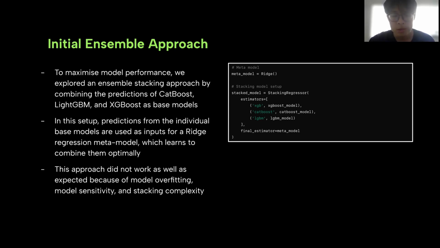Despite its potential, this approach didn't perform as expected. There were several reasons for this. First, model overfitting became an issue due to the increased complexity of stacking. Second, model sensitivity to feature engineering led to noise in the ensemble. Finally, the stacking complexity itself added challenges, as combining high-performing individual models requires precise tuning of the meta model.